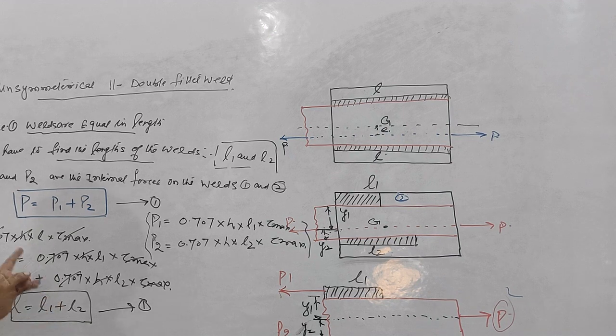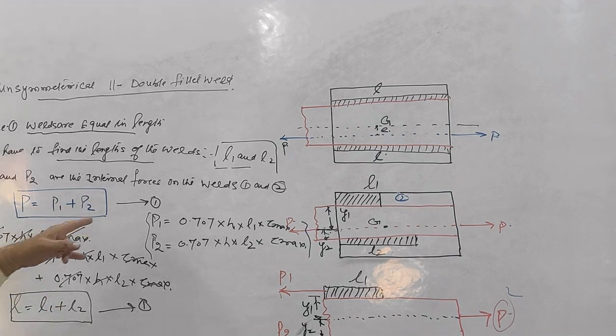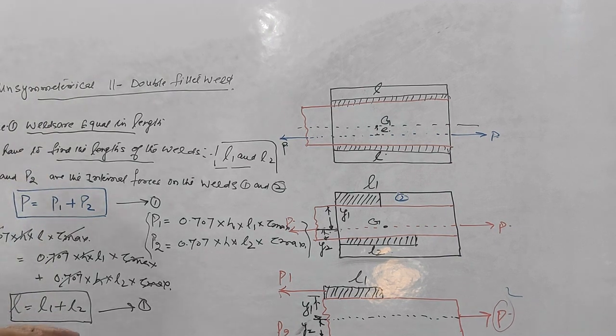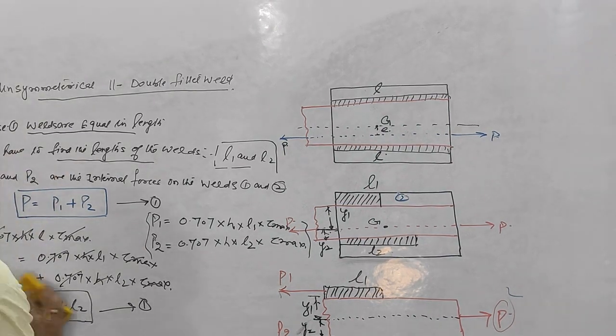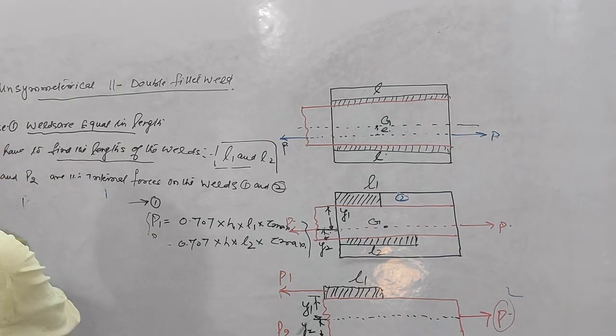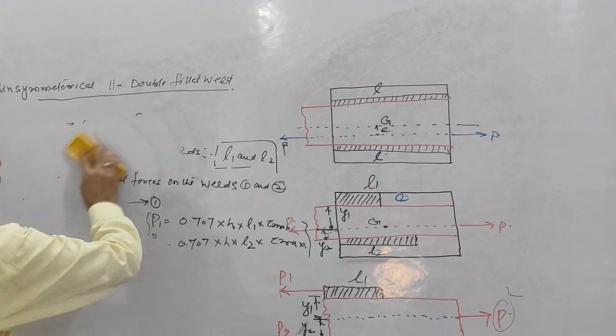You understand this? So the values of P, P1 and P2 that I had calculated in the parallel fillet weld, I have just put those values there, and I got the equation L is equal to L1 plus L2, right? Is it clear so far? Now see, second I will take moments.